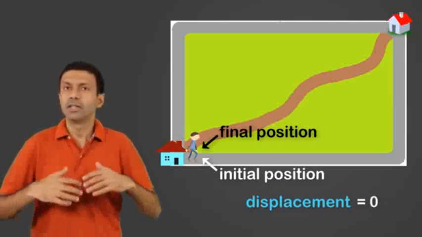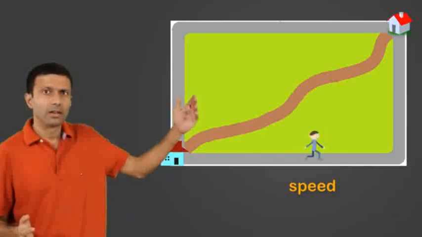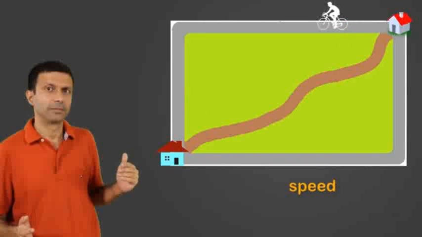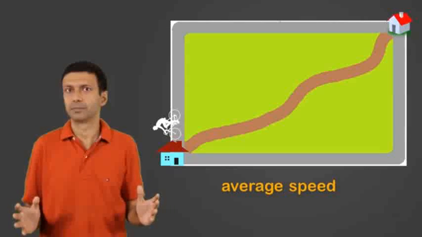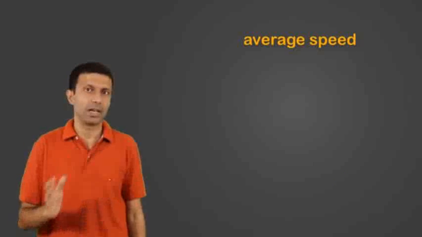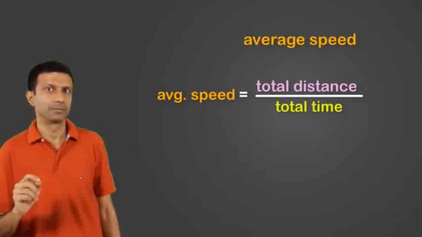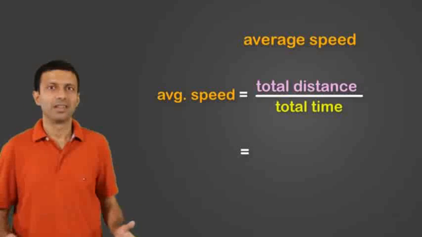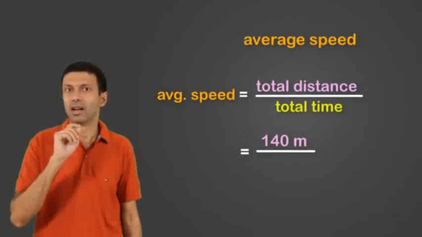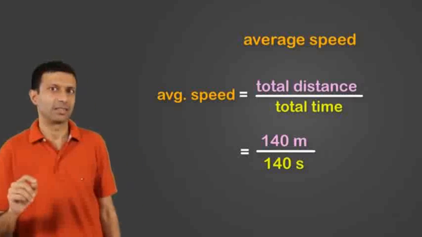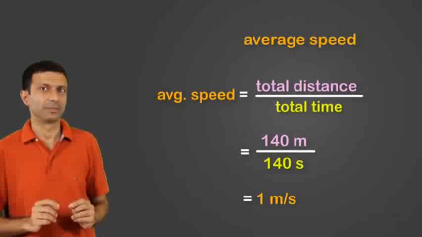Now let's talk about speed. But since our speed is changing, once we were walking and the other time you were riding your bike, it makes more sense to talk about average speed here. Now speed is distance by time. So average speed is total distance by total time. And what is the total distance here? It's 140 meters. And what's the total time? It was 100 seconds plus 40 seconds. So your average speed is going to work out to be 1 meter per second.